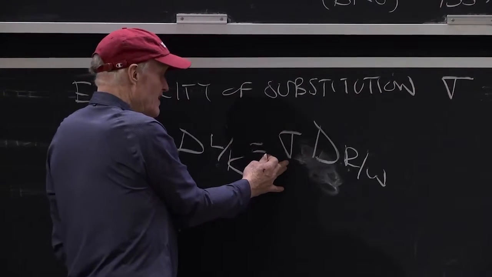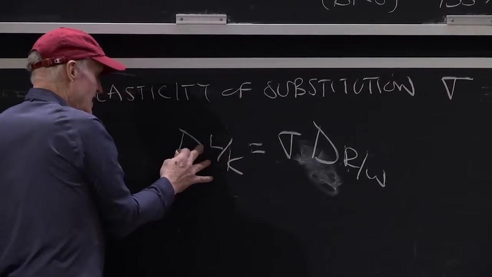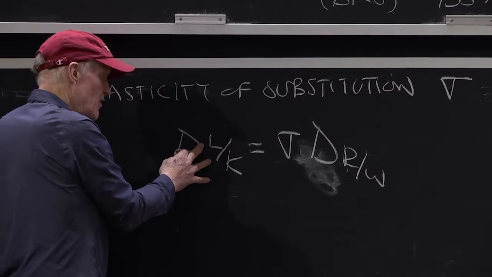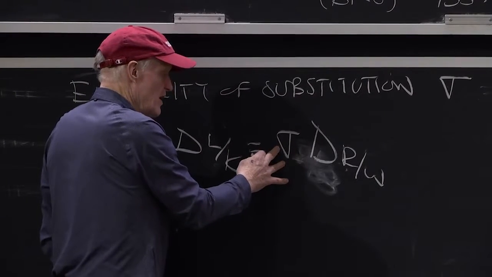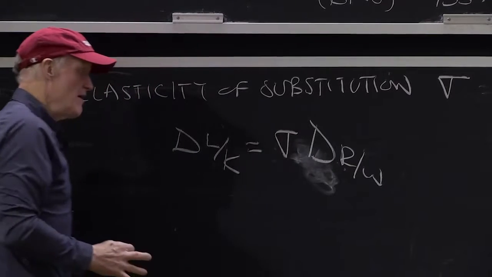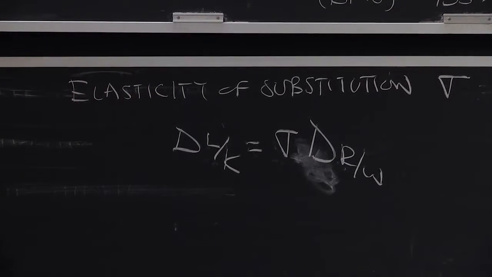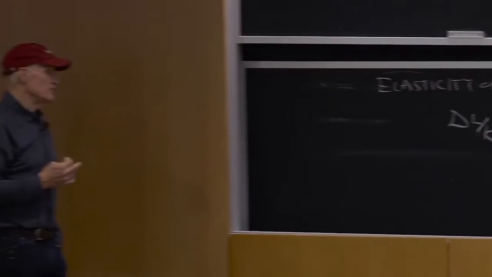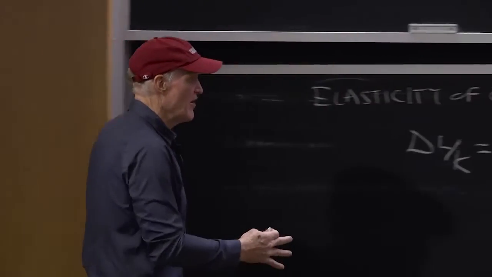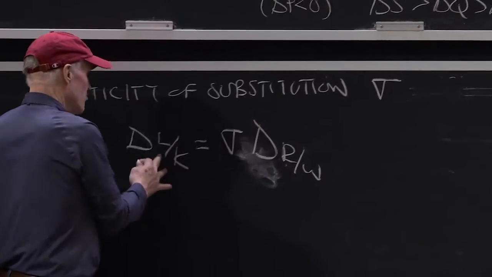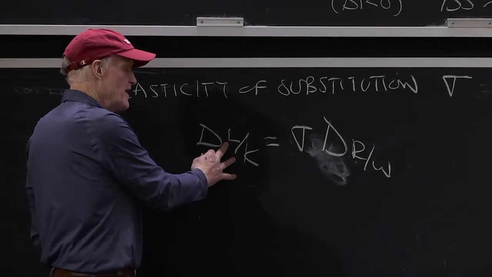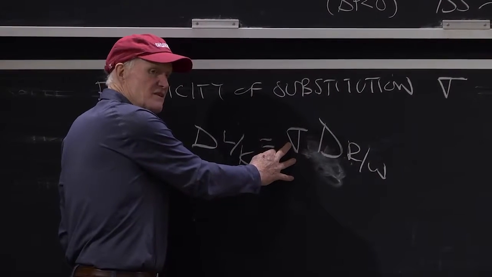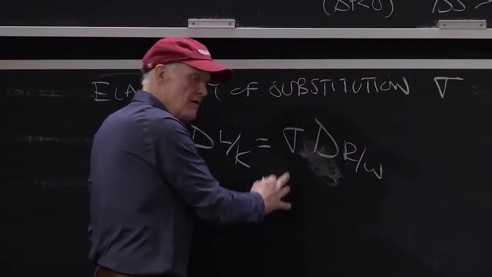But we define the elasticity of substitution as the change in the factor ratio as a percentage of the change in the factor price ratio measured the opposite way. So if a 10% increase in R over W leads to a 5% change in L over K, we would give you an elasticity of substitution of a half.